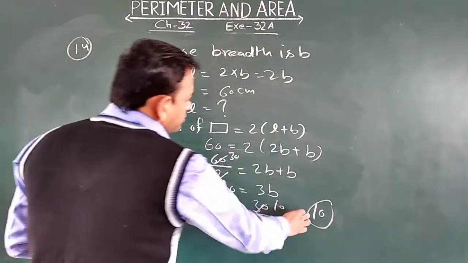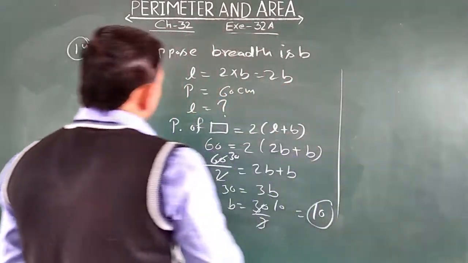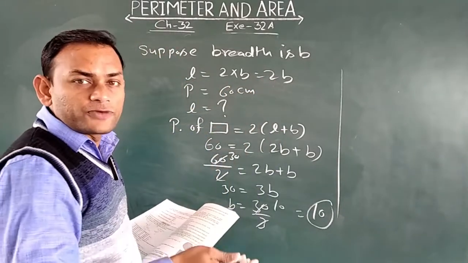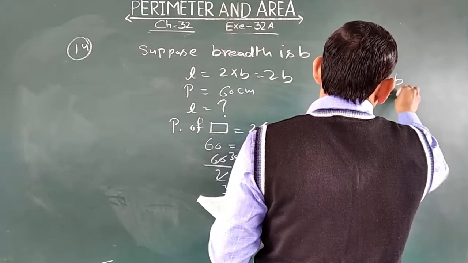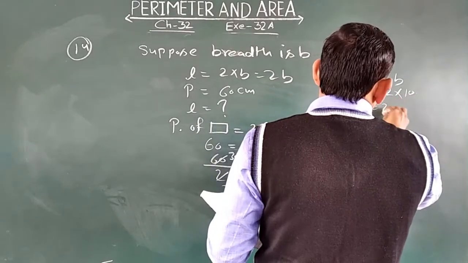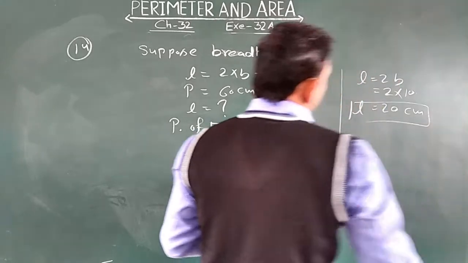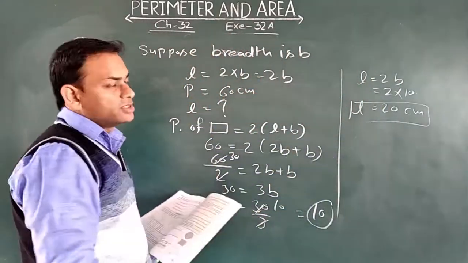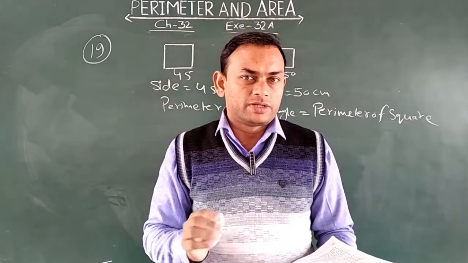The value of B is 10, and we have to find the length. The question is saying that length is double, means twice its breadth. So L is equal to 2B, so 2 into B. We will just put the value of B here. So it is 20 centimeter. So L is 20 centimeter. The length of this rectangle is 20 centimeter. Got it? Now after that, I am just going to tell you question number 19.